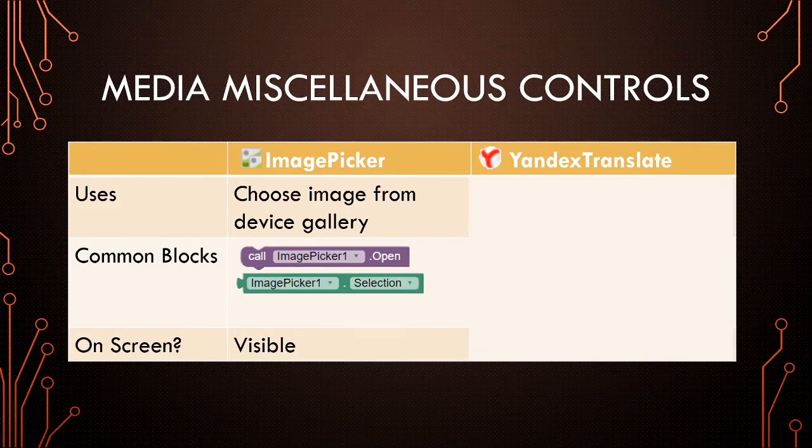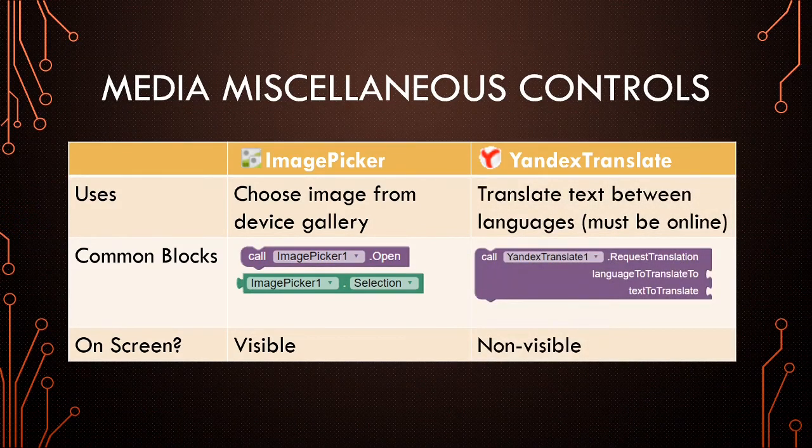And then once we have chosen a picture from our gallery, the pathway to the picture that you choose will be in the selection property. So we would use this light green image picker selection to give our app the location of the image so that we could do with it whatever we want to do with it. This is an on-screen, a visible one. Like I said, it has a button that goes on there so you can press on it.